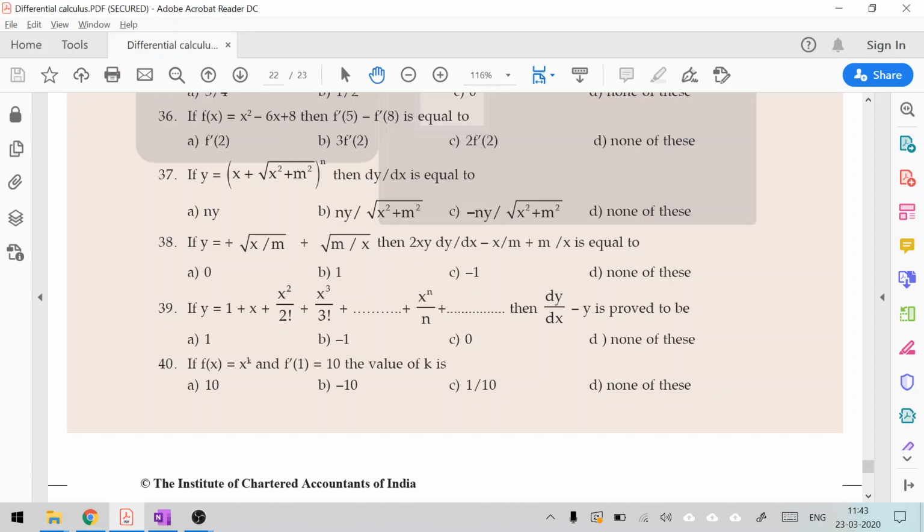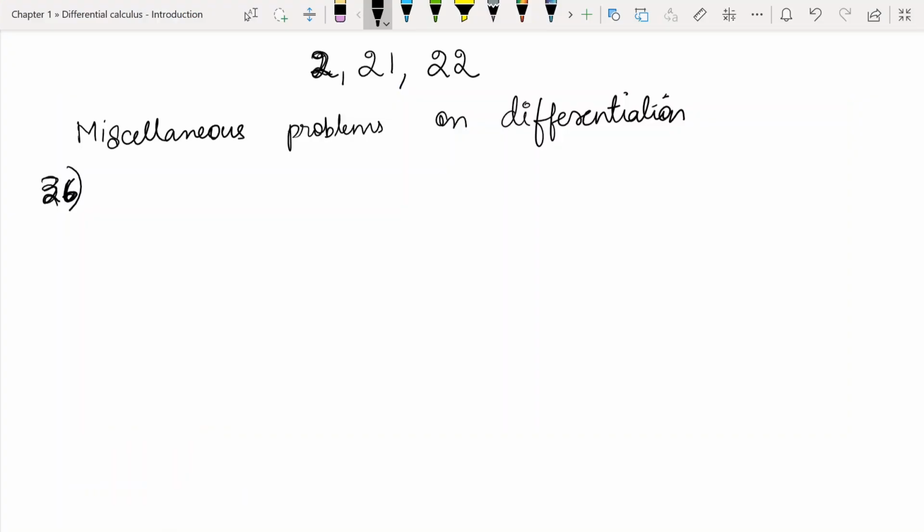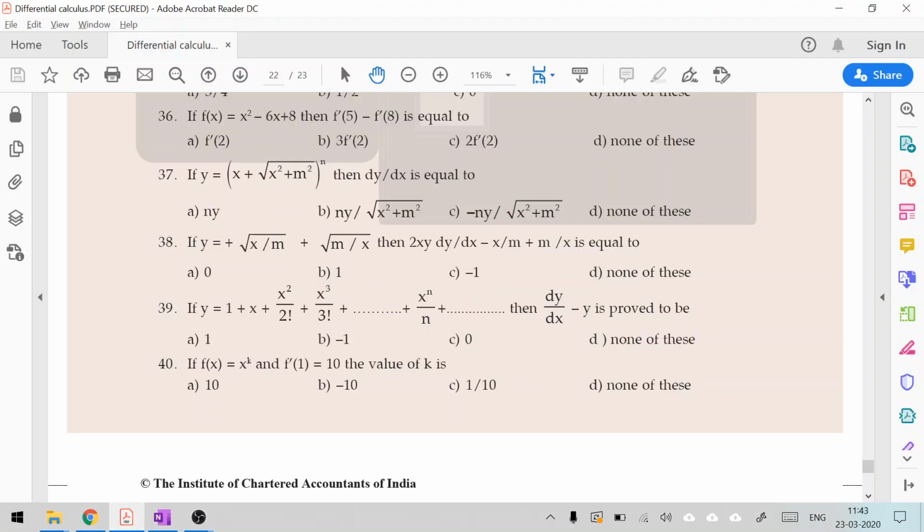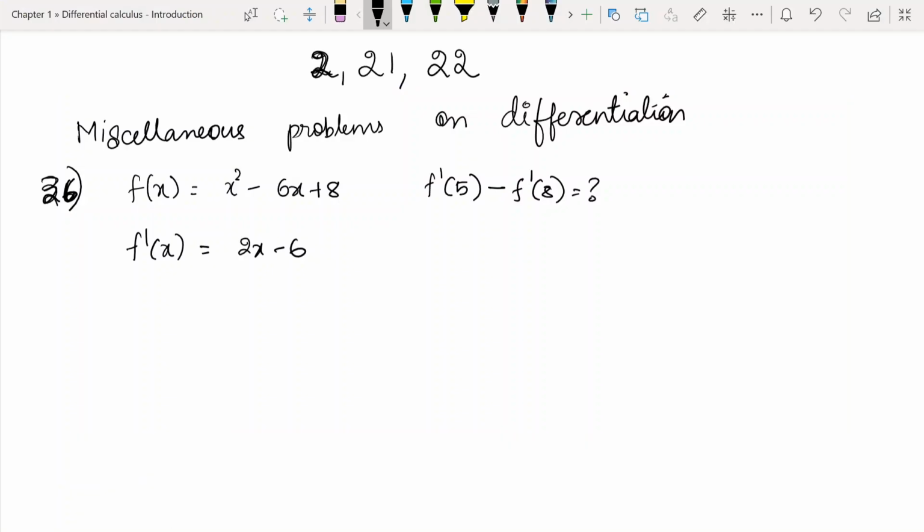F of x is x square minus 6x plus 8. So the question is asking you to find f dash of 5 minus f dash of 8. Let me find f dash of x first: 2x minus 6. First let's check once if I've written down the question correctly. x square minus 6x plus 8. That's right, so f dash of x is right.